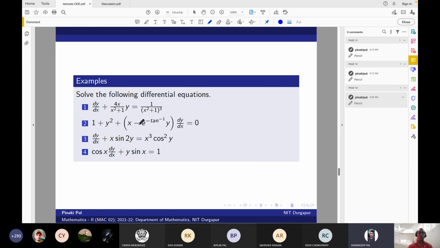We can divide the entire equation by 1 + y², then we can solve it. Linearity in x will be reflected if you write the equation as dx/dy. You look at the differential equation as a differential equation of x with respect to y.